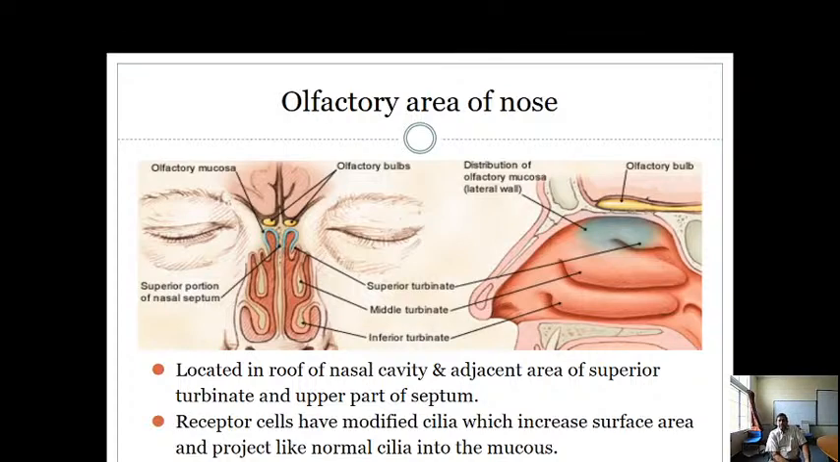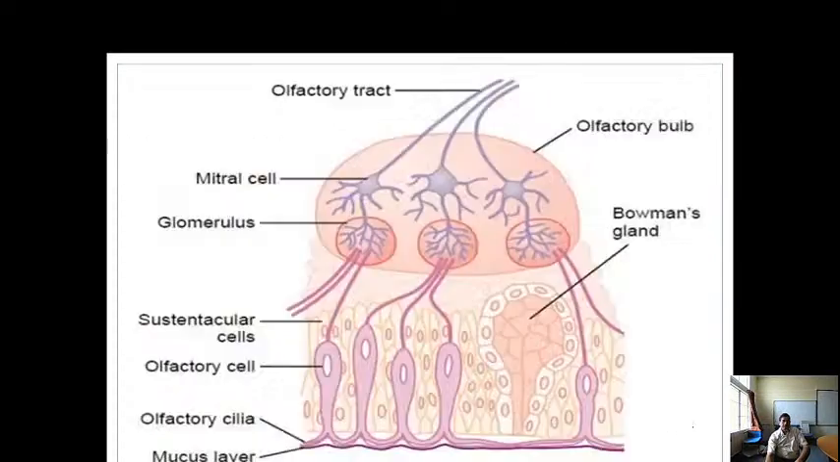The olfactory area in the nasal cavity, as we have already discussed, is situated almost at the roof level, on the superior turbinate and the corresponding area on the septum, and through the cribriform plate the nerves enter into the olfactory bulb. So that is the nasal olfactory area.